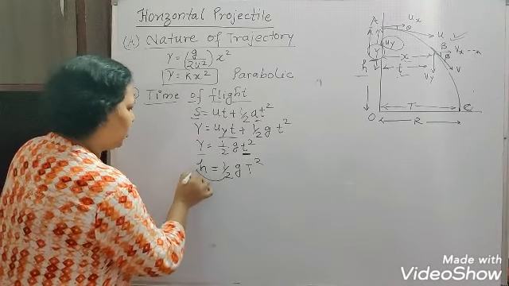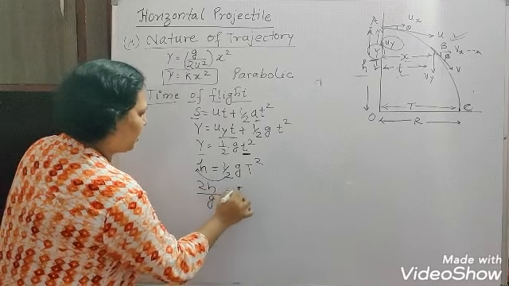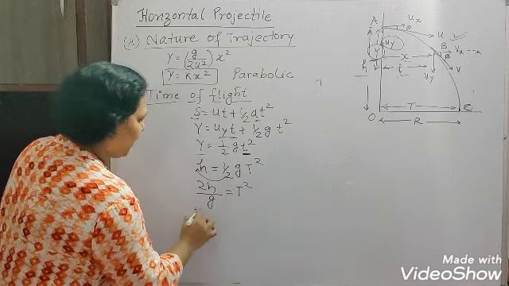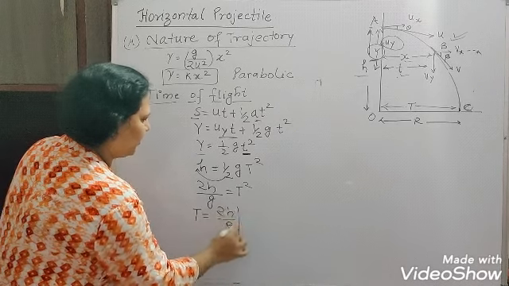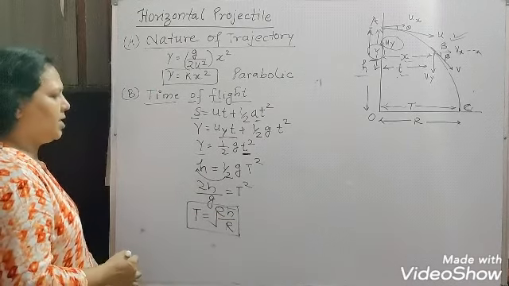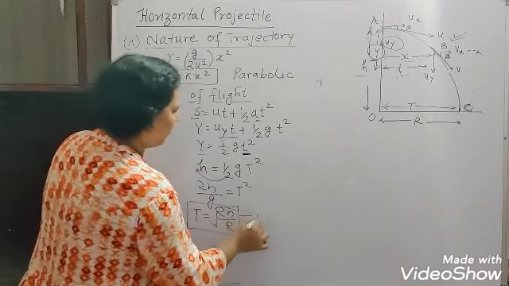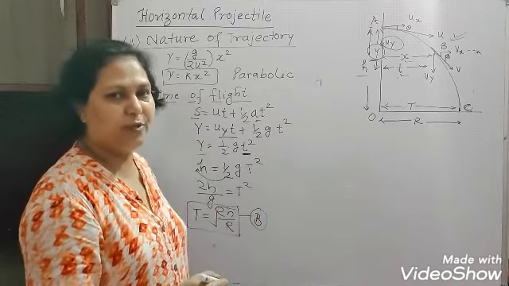So this 2 will go this side, it is 2h upon g T square, or simply you can say T is equal to root of 2h upon g. And this is the formula for the time of flight for the horizontal projectile.